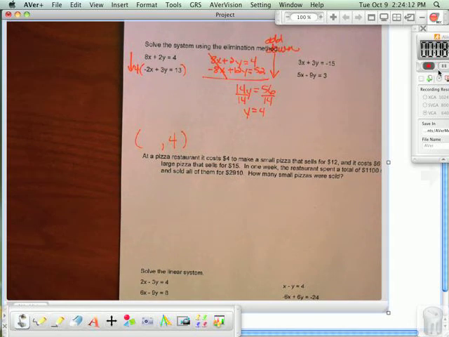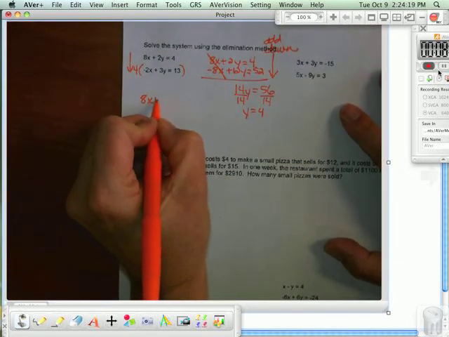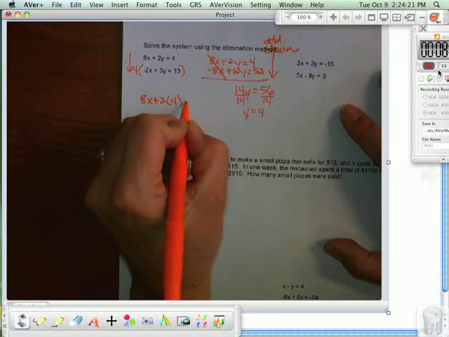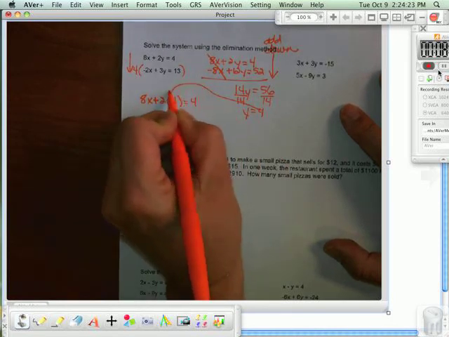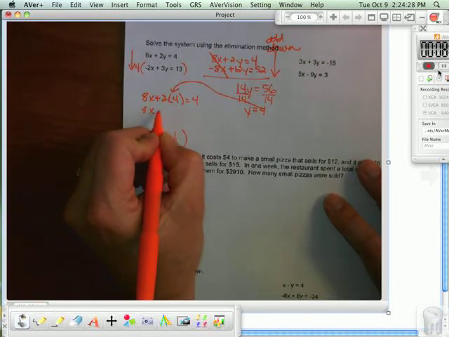So I always try and avoid the negatives. I don't know, it's just a thing. So I'm going to stick it back in the top one. So I'm sticking 4 in there. 8x plus 8 equals 4.